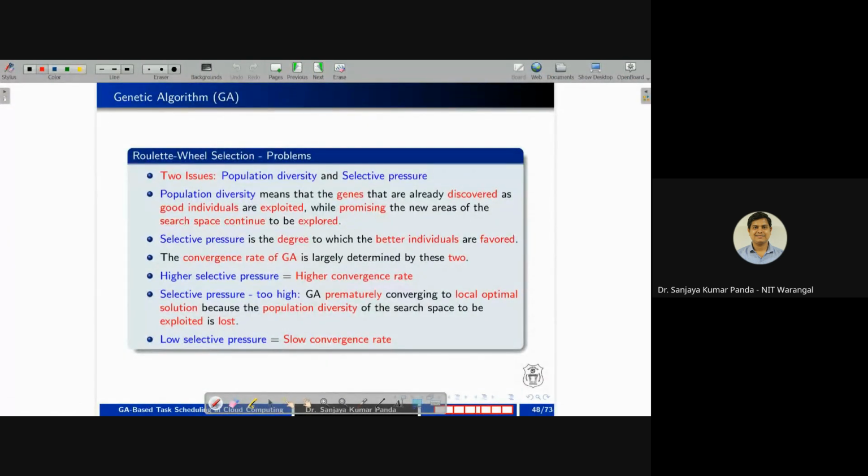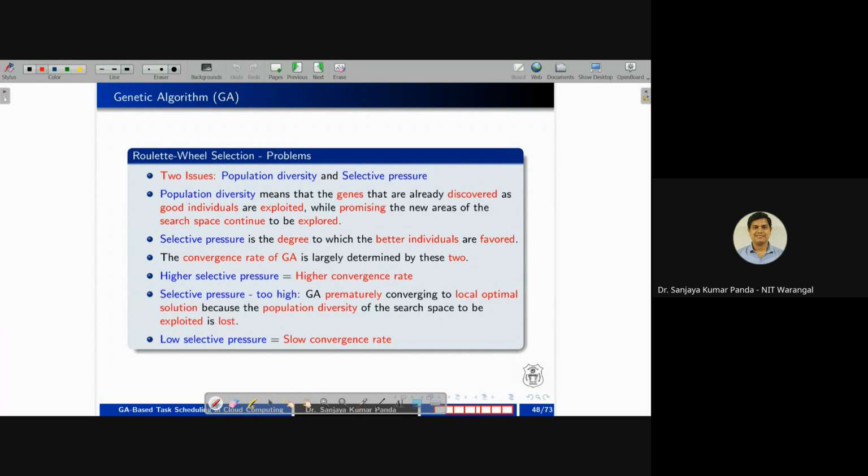But there are some issues related to this selection. We call them population diversity and selective pressure. So what is that in an overall sense? Suppose some populations are dominating other populations, so the probability of getting a population that has low probability is very less. In order to avoid this, other selection methods are there.